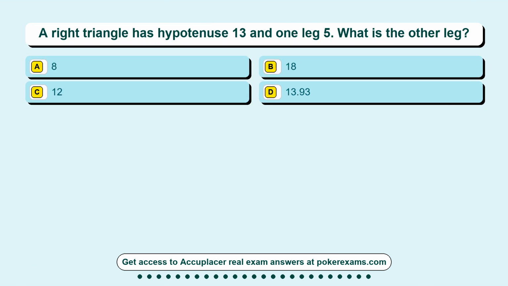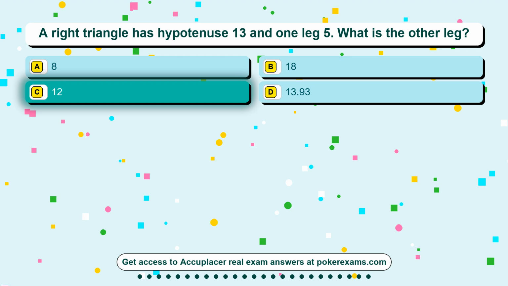Question 7. A right triangle has hypotenuse 13 and one leg 5. What is the other leg? Option A 8, option B 18, option C 12, option D 13.93. The correct answer is option C, 12.